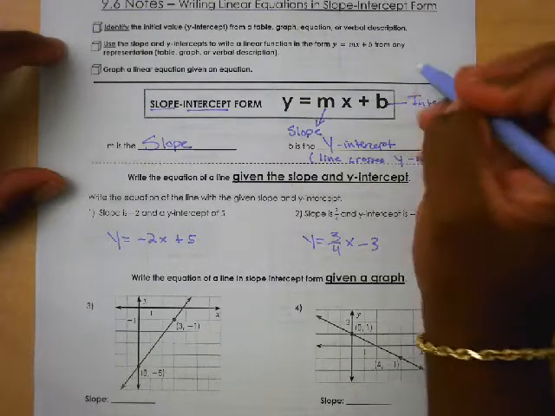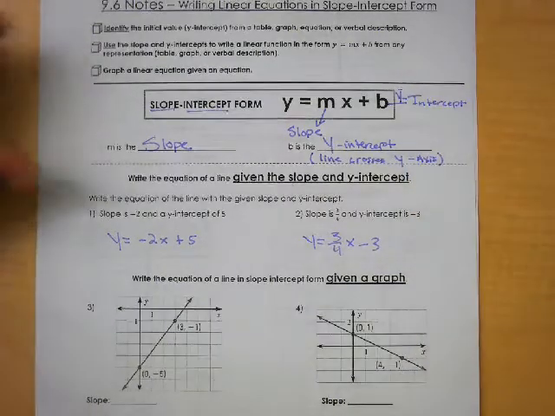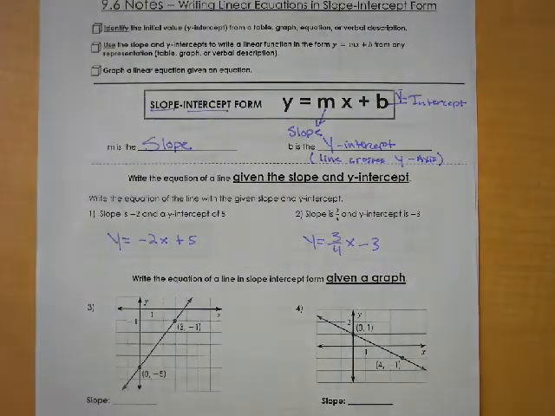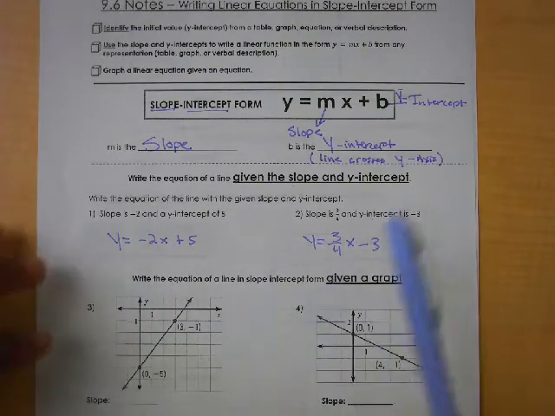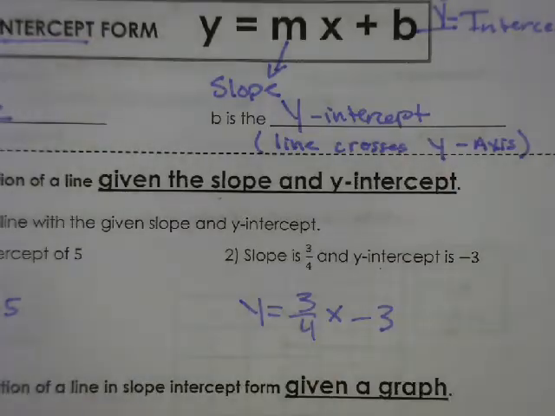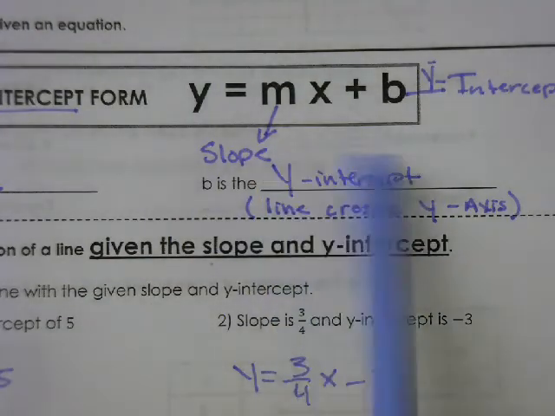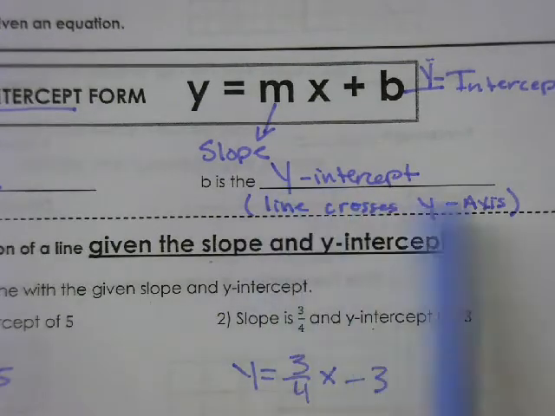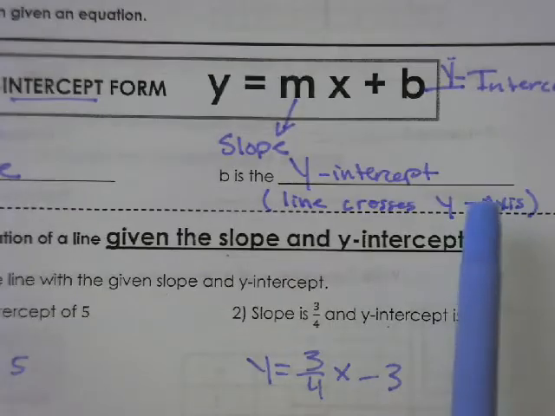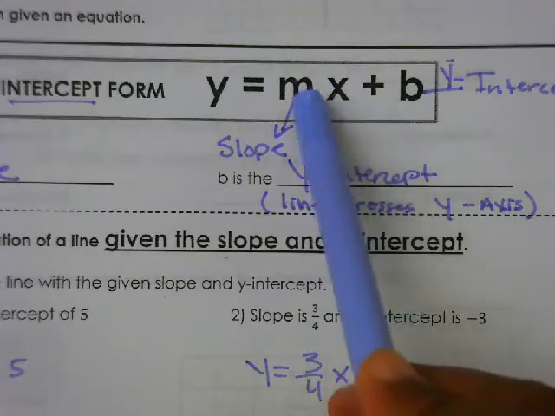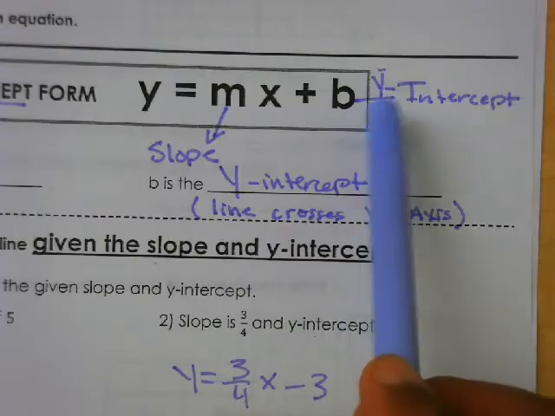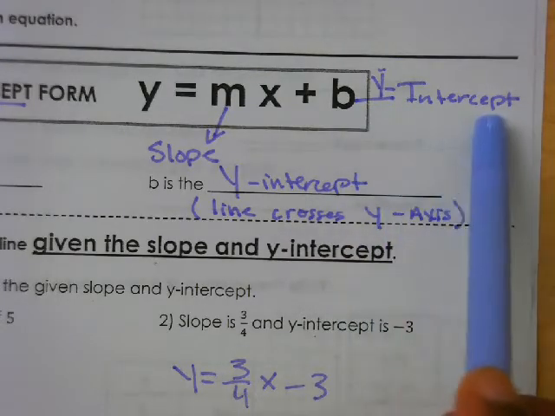And I should put y. It's your y-intercept. So what a y-intercept is, and let me zoom in a little bit here, is where the line crosses the y-axis. So the y-intercept is where the line crosses the y-axis. So m is slope, and b is your y-intercept.